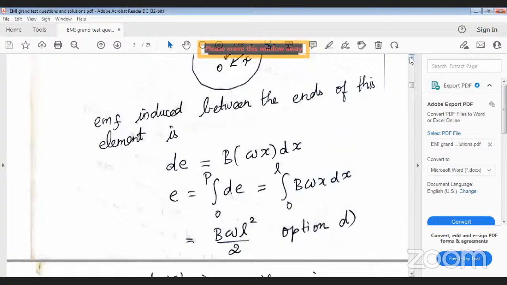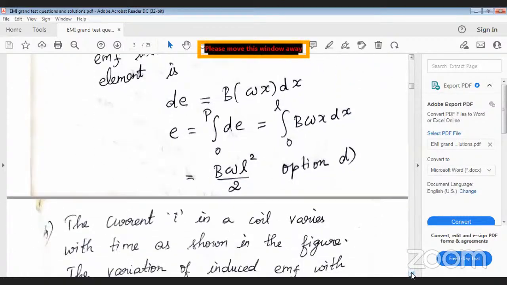So this is the answer for this question, and of course this answer can be used to solve problems of similar type. Similar type means when you have a conducting circular coil or circular loop moving in a magnetic field and you want to find the EMF between the center of the circle and any point on the circle, the induced EMF between these two points can be found using this equation, b omega L squared by 2. This is option D, and you should remember this formula. You can use this formula for any other similar type of problems.